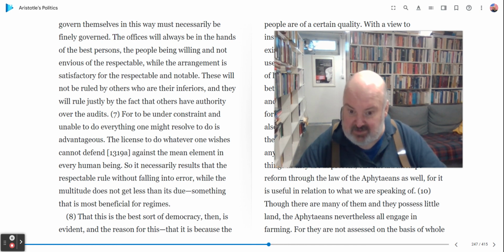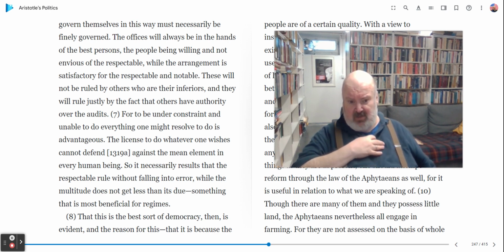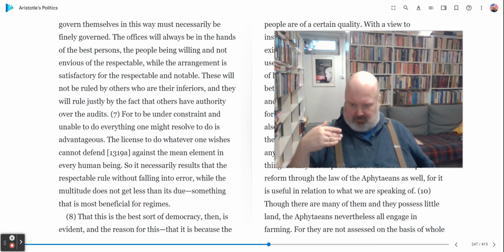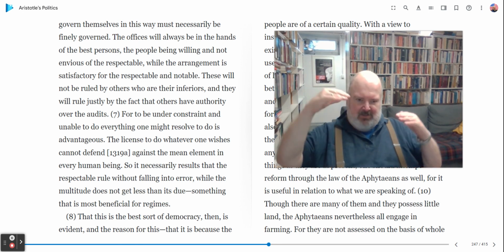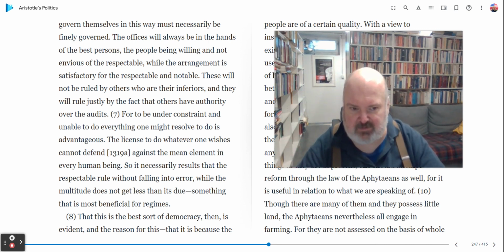does not get less than its due, something that is most beneficial for regimes. In other words, in this situation, this is most beneficial. Why? Because the multitude does not get less than what is due to them, what it merits, what is justly theirs, and the respectable do not get it. They're checked, and they're not allowed to go into error. That's why they have the people audit the respectable people. That's a way to check them. So there's some kind of mechanism here.